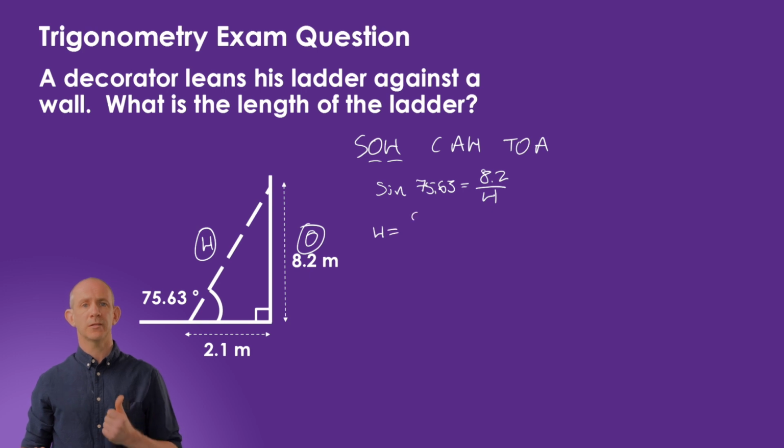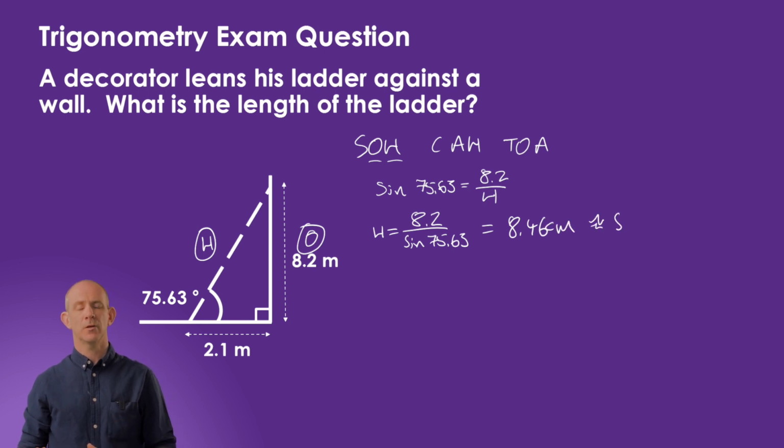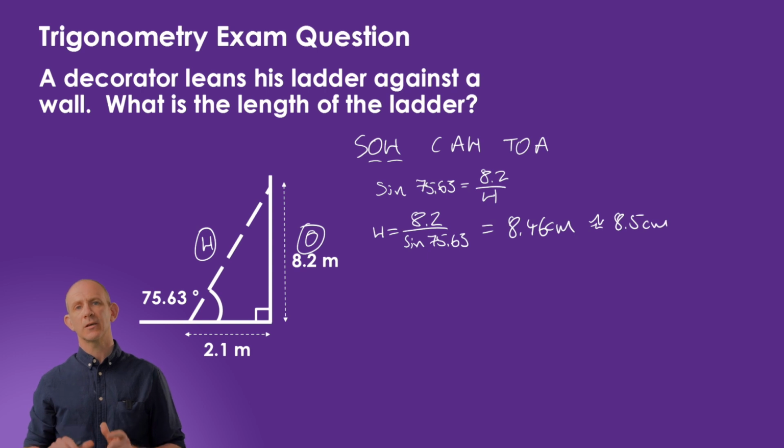We can swap these to get h equals 8.2 over sine 75.63, and once we put that into the calculator, we get 8.46, or 8.5 rounded to 1 decimal place. We can now state that the ladder is 8.5 meters long.